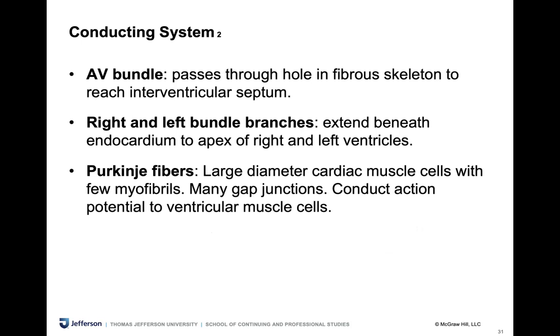The AV bundle is going to pass through a hole in the fibrous skeleton to reach the interventricular septum. You will then have the right and left bundle branches, which extend beneath the endocardium of the apex of the right and left ventricles. And then finally, the Purkinje fibers. These are large diameter cardiac muscle cells with few myofibrils, many gap junctions, and their job is to conduct the action potential to the ventricular muscle.